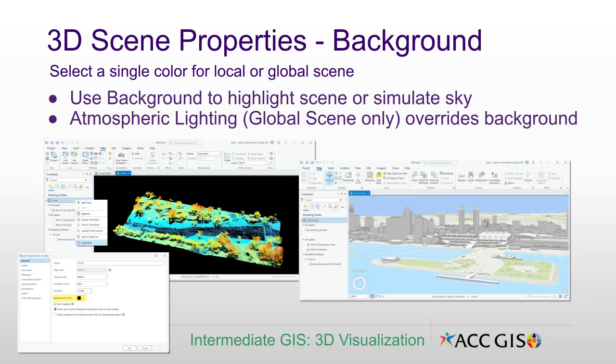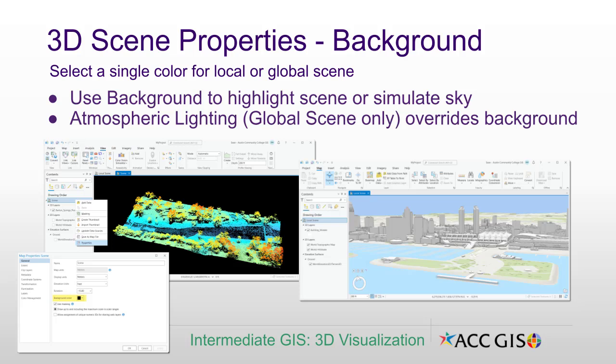Another 3D scene property is background, where you can select a single color for your local or global scene. And we use background to highlight a scene or simulate sky, especially at the horizon line. Now, if you look in the images below, you can see on the left, I have a LiDAR scene of Barton Springs Pool, in which I've set the background in the scene properties in the general group to a dark gray, and that really highlights the LiDAR data.